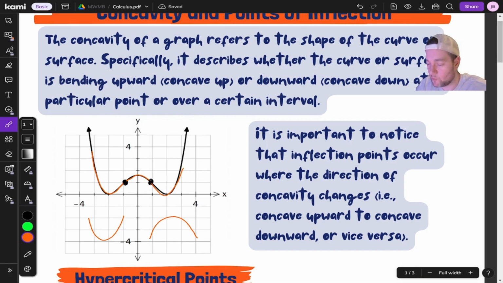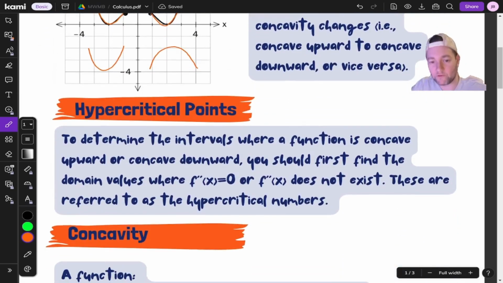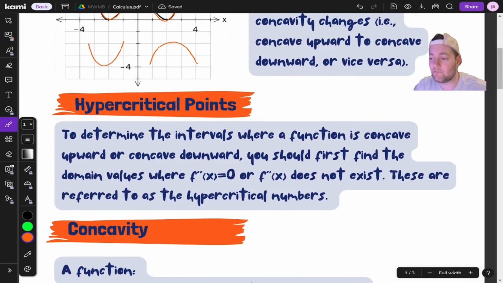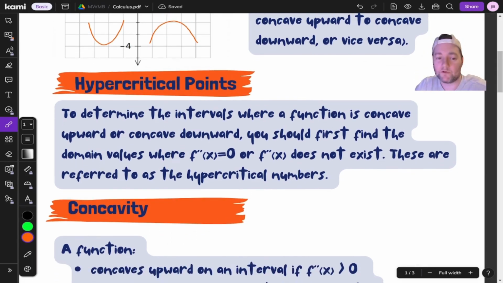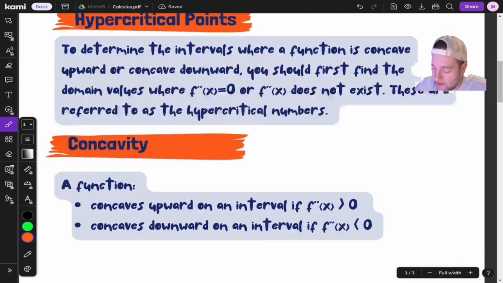We find those points from the second derivative the exact same way that we found critical points. So we call them hypercritical points. Literally this is the exact same methodology, it just means something different from the first derivative test. Some people call it the concavity test. It is not the second derivative test, it's the concavity test. Hypercritical points are locations or possible locations of points of inflection. We find them when we set the second derivative equal to 0, or when it does not exist.